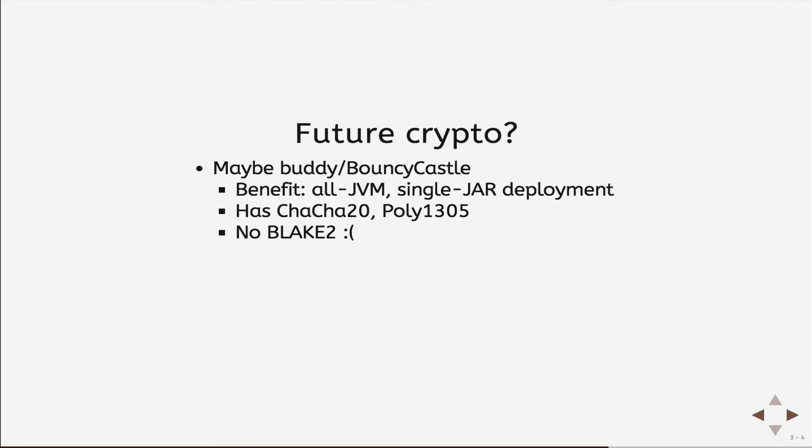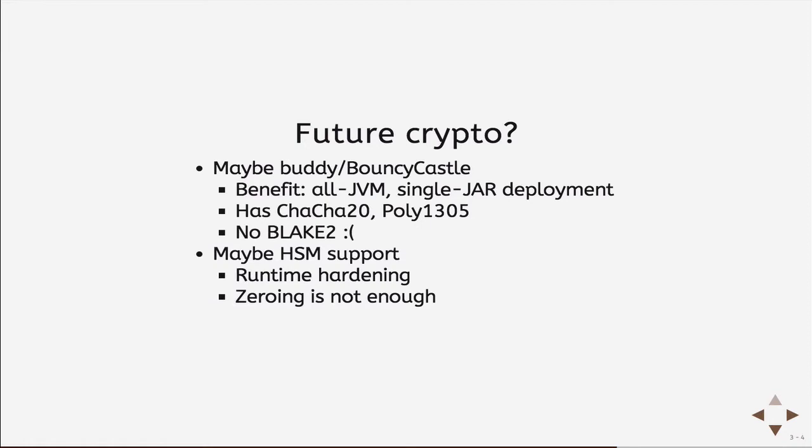Bouncy Castle does have ChaCha20 and Poly1305, so that's more or less equivalent to XSalsa20 and Poly1305 in libsodium. The biggest difference is the nonce size, which we don't care about. The only problem is it doesn't have Blake 2, so we'd have to do the HKDF, probably the HKDF SHA-256 version. So maybe we'll look at some HSM support as well, particularly for runtime hardening. I'm increasingly convinced that you can't actually write secure software, not even in C. And of course, then it becomes kind of tricky.